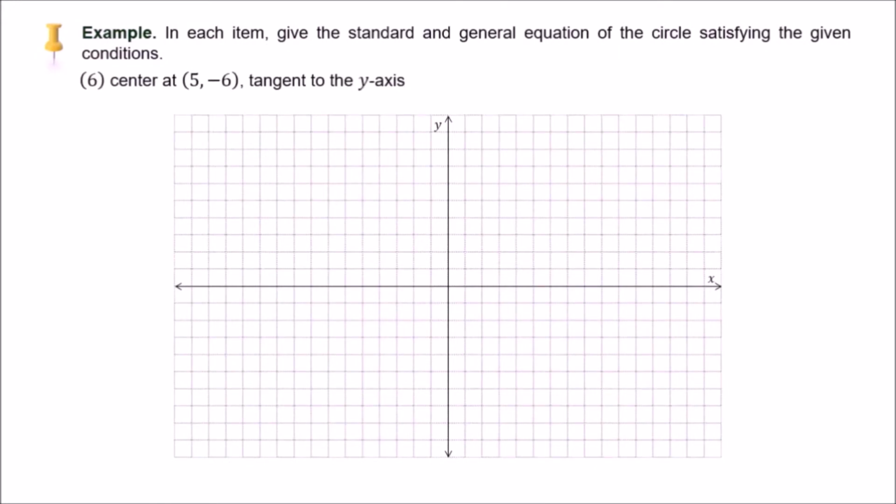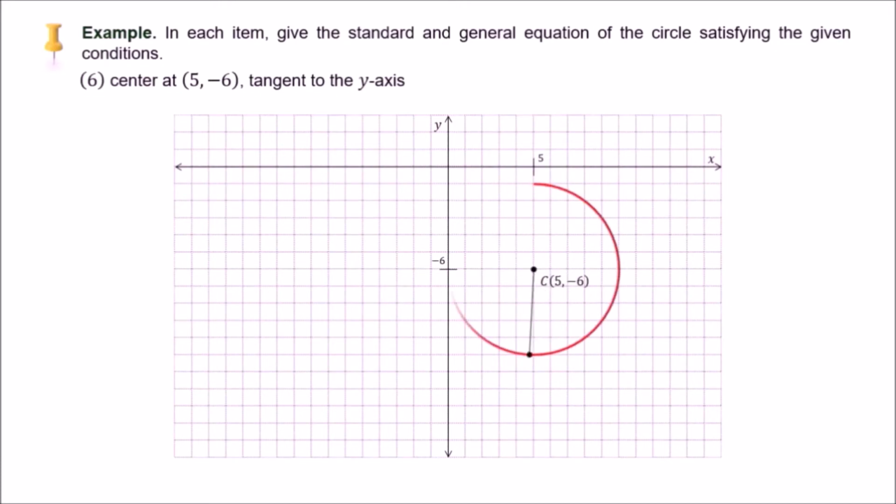Number 6. Center at (5, -6), tangent to the y-axis. Let's try to draw first our circle. This example is a bit different from the previous ones since we do not have a center and radius pair as givens. Take note that tangent to the y-axis means that the circle touches the y-axis only at one point.